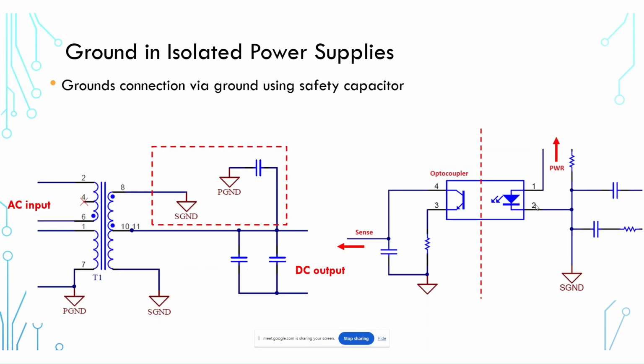Now, one thing that you will often see in isolated power supplies is to use what's called a safety capacitor. So these grounds in these isolated power supplies can be bridged if you have a safety capacitor. So what is a safety capacitor?